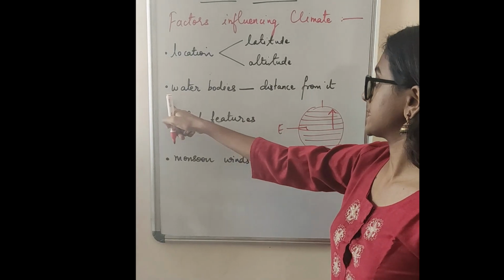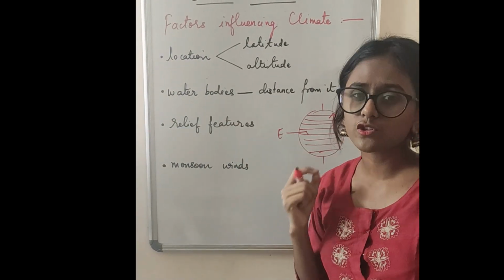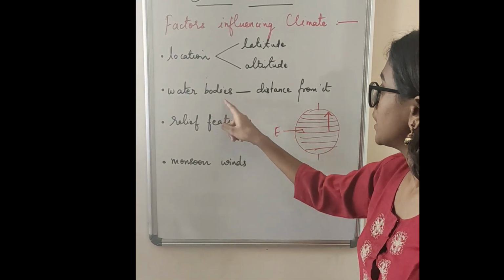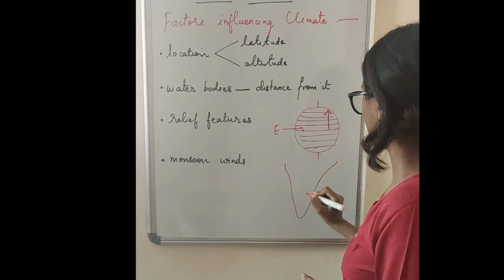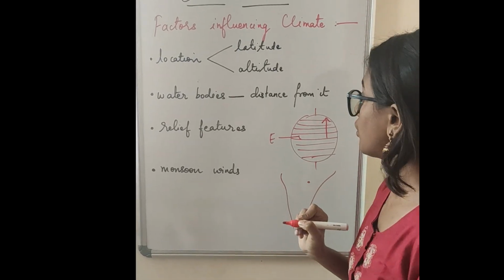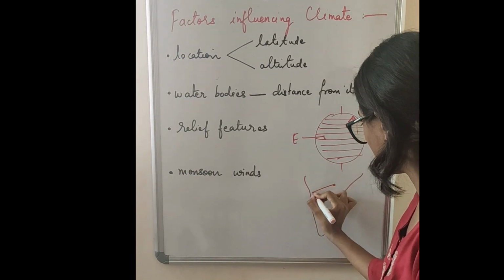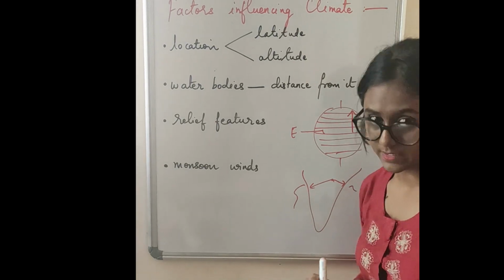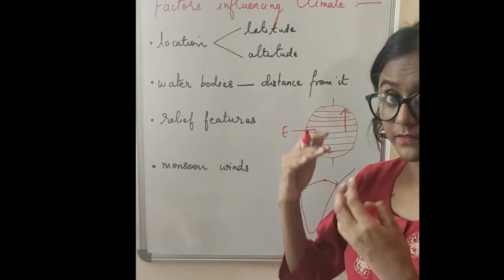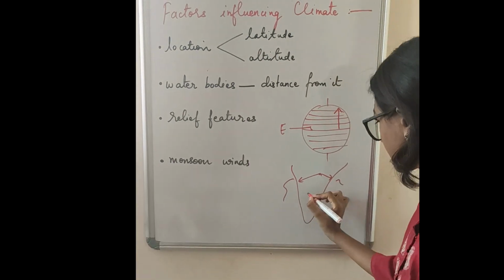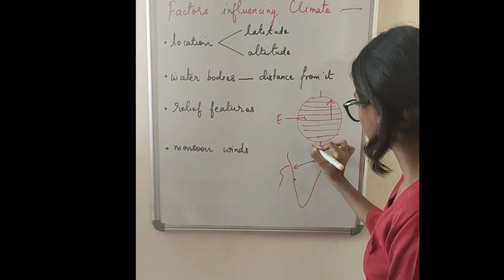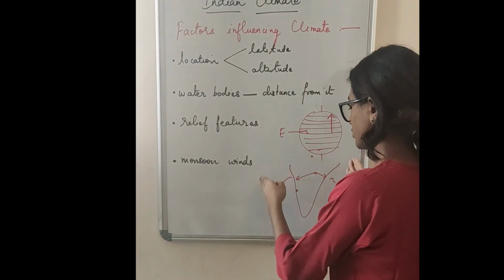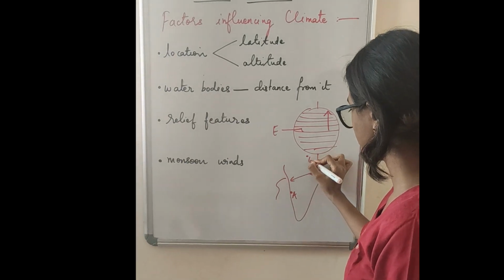Now next we have water bodies. When we talk about water bodies, we are actually talking about the distance from them. So let's say this is India, and we are somewhere here. We check how far we are from the nearest water bodies and how that affects us. The closer we are to the water body, the different the effect. If we are somewhere on the coast, or somewhere very far inside the land, not close to water, let's take two different positions, A and B.